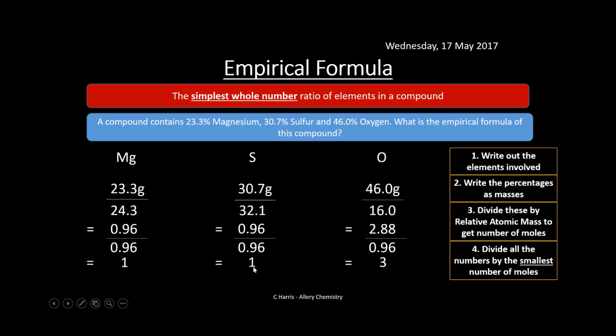Now the ratio will either be whole, like this, in which case that's brilliant. If it's not, and it's really close to a whole number, then you can just round that number up. If it's something like 2.5 here, then what you'd have to do is double all of them. So that would become 5, that would become 2, and that would become 2. Just make sure that you're able to work out the whole number ratio. And the empirical formula in this case is MgSO3. So we've got 1 magnesium, 1 sulfur, and 3 oxygens.